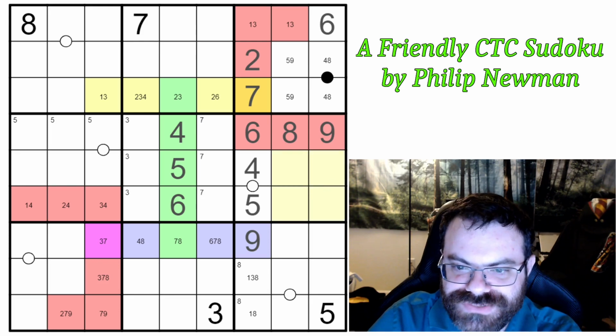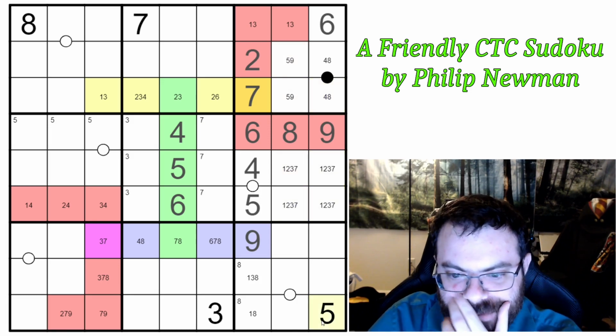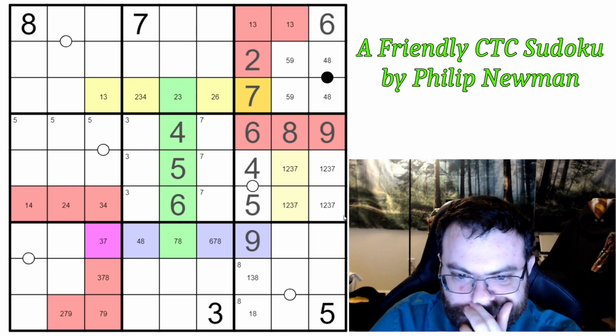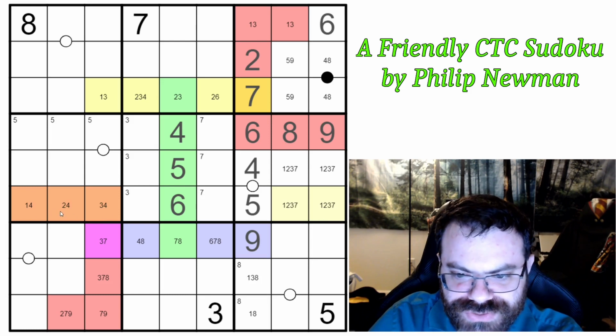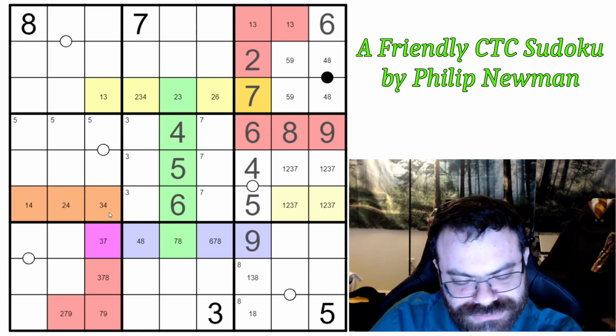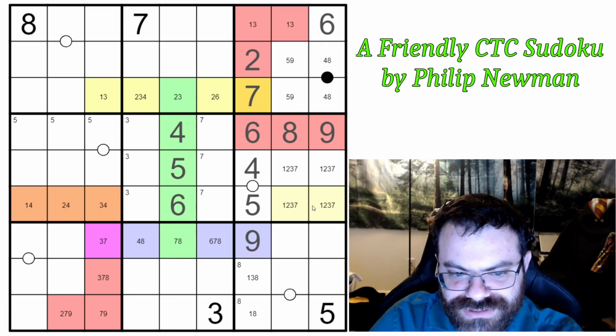What's left in this box? There's 4 left. It's 1, 2, 3, and 7, which tells me nothing. 4, 8, 5, 9. This 5. So is this a quadruple, or let's see, 1, 2, 3, 4, 7, yeah. Quintuple? Yeah, it's a 1, 2, 3, 4, 7 quintuple.